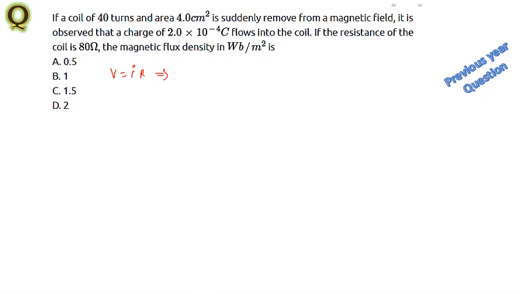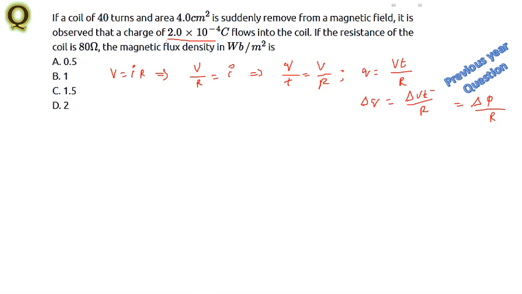Now we are going to find out with the help of the charge. So according to the charge, I make the formula: V by R is equal to I. Again, I is charge by time, that is equal to V by R, or even charge Q we can mention as V T divided by R. Now even del Q is delta V into T divided by R. This delta V into T you can mention as delta phi by R. So after removing the magnetic field, the charge delta Q is equal to del phi divided by R.